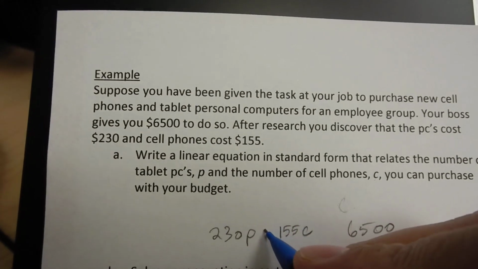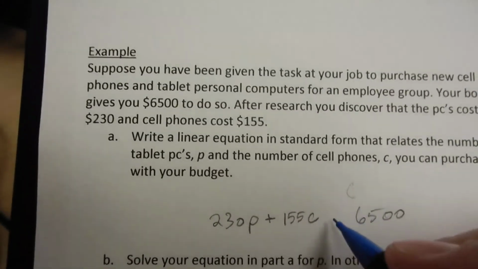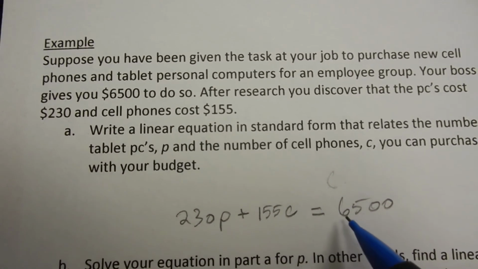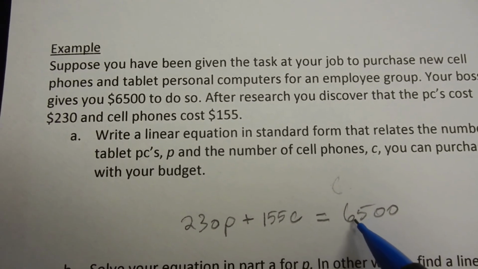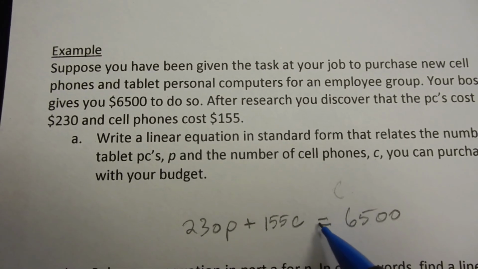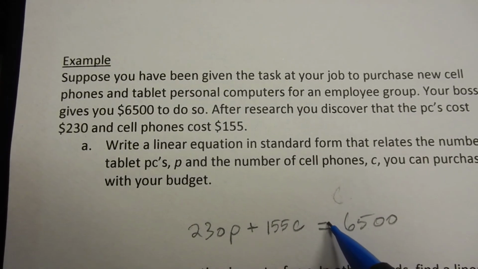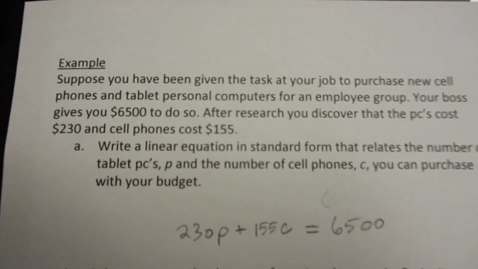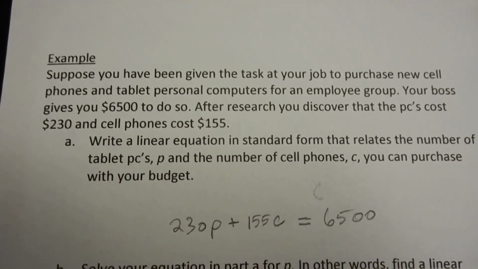So the idea is to add both amounts together and to set them equal to 6,500, indicating that we're going to use all of it. If we were going to use not all of it, maybe a portion of it, then that could be a less than sign. But that equal sign says we're going to assume we spend all of our 6,500, which is what we normally do, right? Given money, we spend it all.